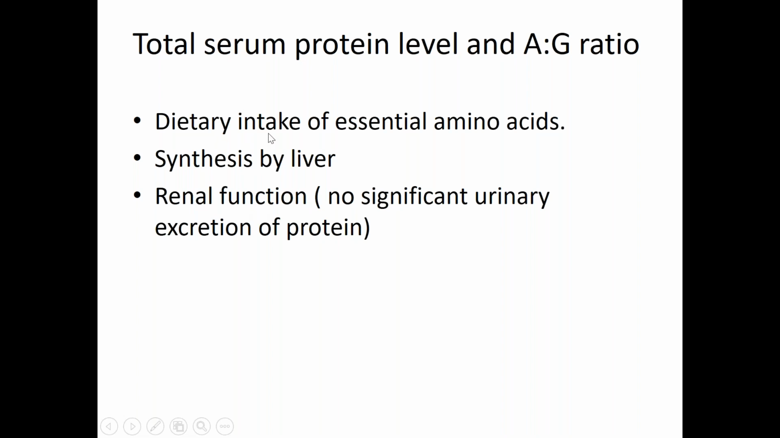Dietary intake: when there is a decrease in the intake of essential amino acids, there will be a decrease in the level of protein in the blood. As I have already told you, albumin and other proteins are synthesized by the parenchymal cells of the liver. So when there is cirrhosis of the liver, which means fibrosis of the cells of the liver, there will be a decrease in the synthesis of albumin. And ultimately, there will be a decrease in the level of albumin in blood.